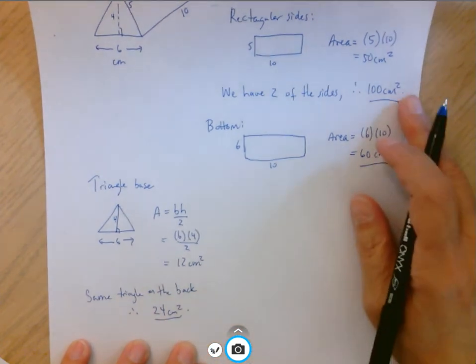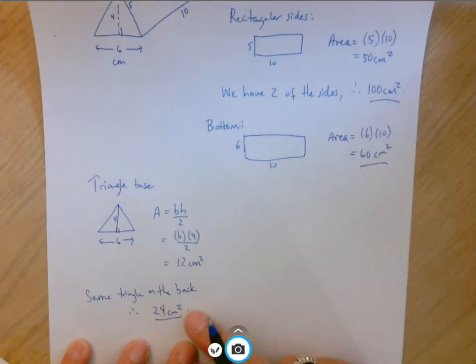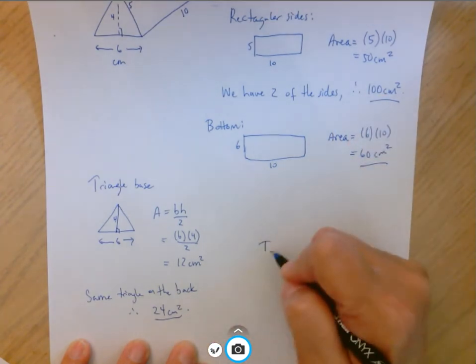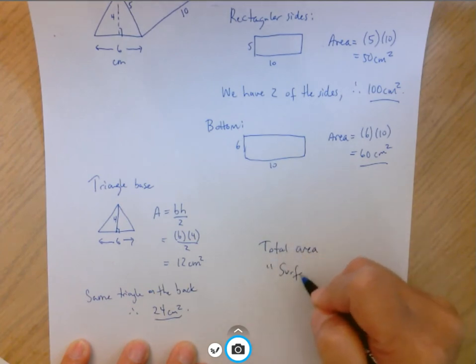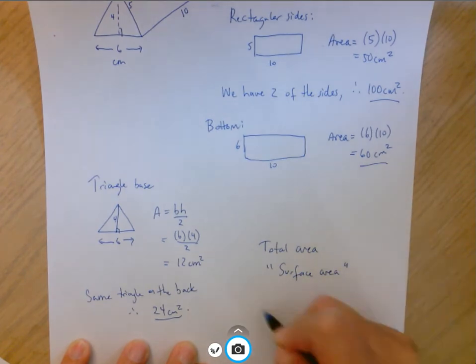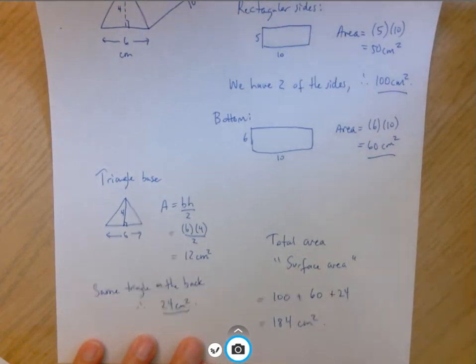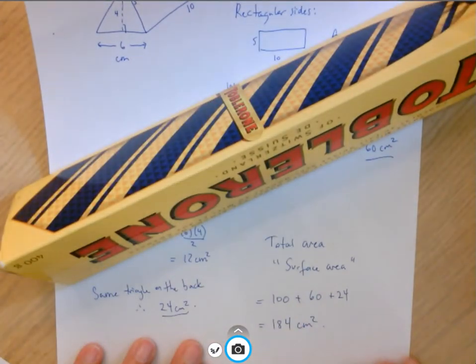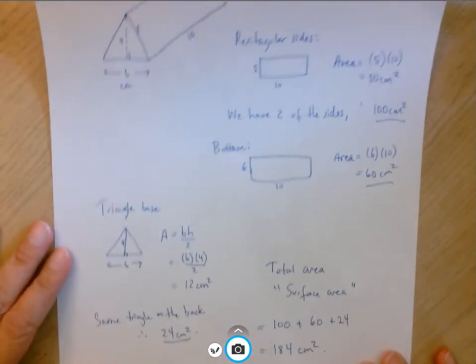All right, so what are my three numbers that I'm adding together? So I got the sides, the bottom, and the front and back, the triangles. So total area, otherwise known as surface area, is equal to 100 plus 60 plus 24, which is 184 square centimeters. Okay, and that's the surface area of the box. So if you were to paint the whole box, that's the area that you would be painting.